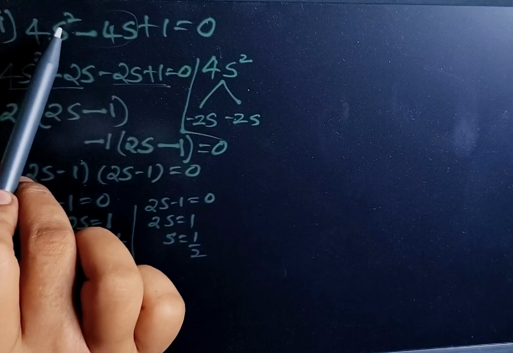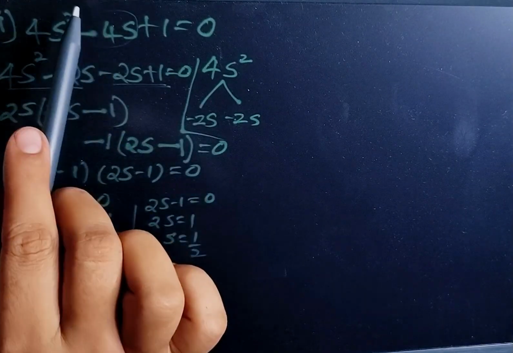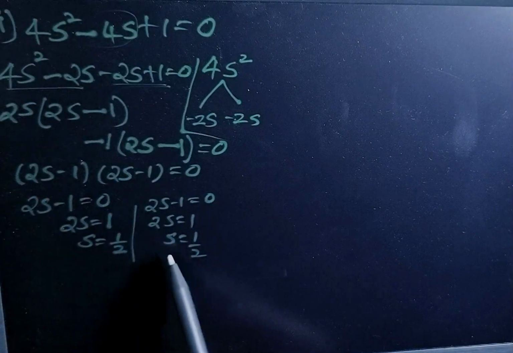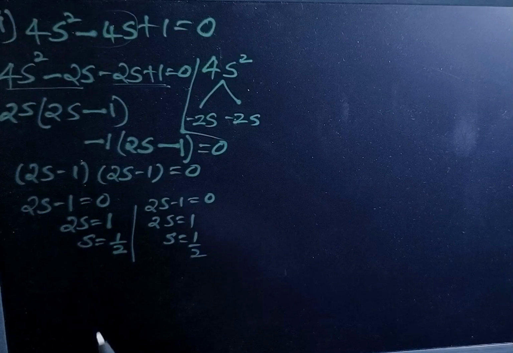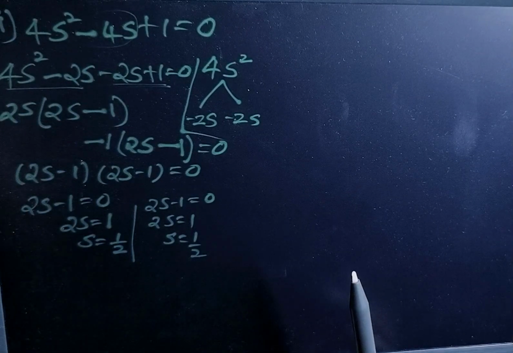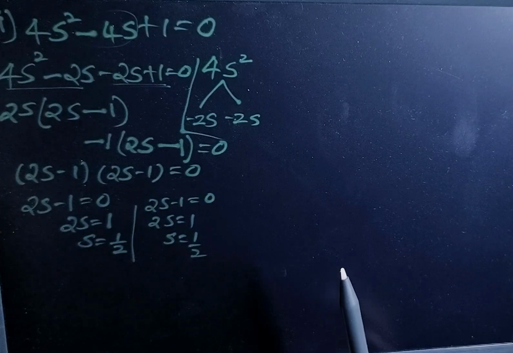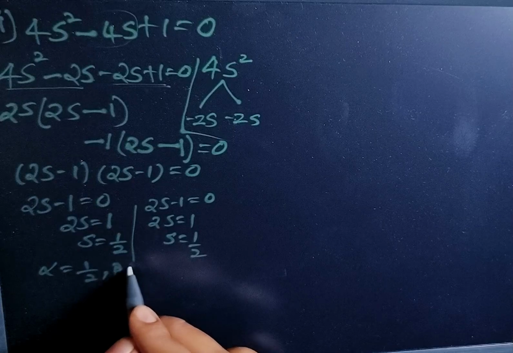Whatever the highest degree in the given polynomial, that many zeros we will have as the answer. For quadratic, the highest degree is 2, so you'll have two solutions, alpha and beta. If the highest degree is 3, then 3 solutions, alpha, beta, gamma. Similarly, if the highest degree is 10, then you will have 10 zeros for that polynomial. Now, alpha is 1 by 2, beta is also 1 by 2.